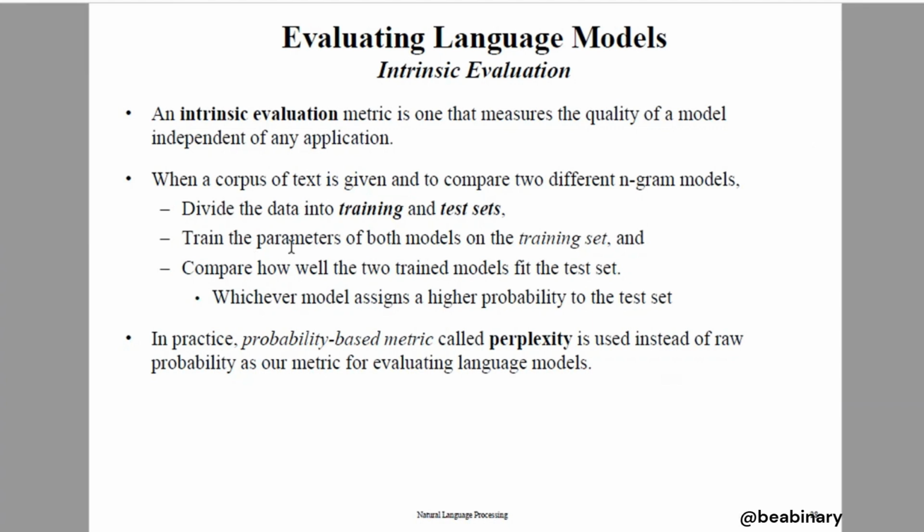So train the parameters for both models on this training set, and then we compare how well these two trained models fit the test set. So whenever the model assigns a higher probability to the test set, so the probability based on what? Perplexity is used instead of the raw probability of that. So उसमें आपका so our metric in evaluating the language model.